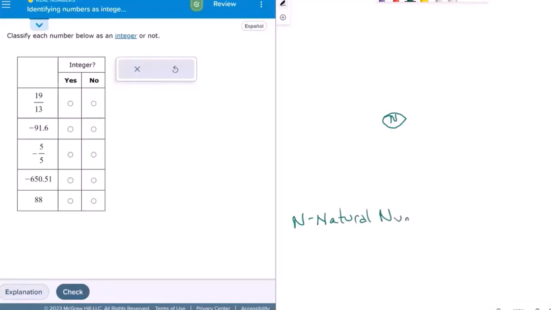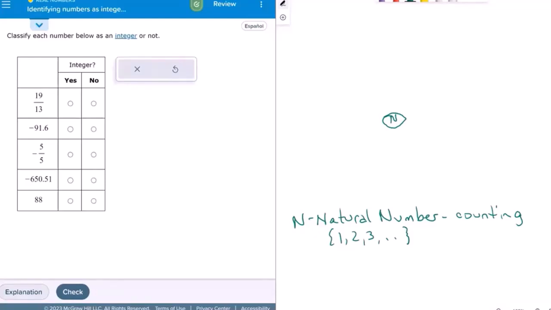Because if you're ever asked for something to be a natural number, you have to know what that means. A natural number is a counting number. What I mean by that is, what numbers do we count with? We count with 1, 2, 3, and so on. We wouldn't start with 0 because it would be weird to count how many things you have starting with 0. Natural numbers are counting numbers.